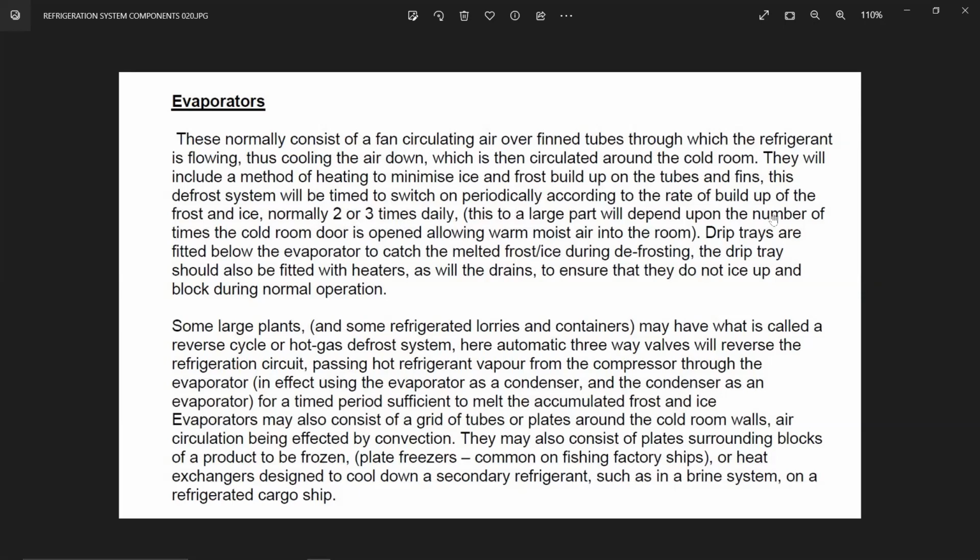This to a large part will depend upon the number of times the cool room door is opened, allowing warm moisture to enter the room. तो अगर ज्यादा टाइम आपने खोल दिया है तो डिफ्रॉस्टिंग ज्यादा करना पड़ेगा, ठीक है? तो आपका इवेपोरेटर के ऊपर जाके कंडेंसेशन हो जाएगा. So drip trays are fitted below the evaporator to catch the melted frost and ice during the defrosting. The drip tray should also be fitted with heaters as well as drains to ensure that they do not ice up and block during normal operation. This is a very common thing, like your icing up happens at your evaporator because your drip tray का जो drain है वो choke हो जाता है.